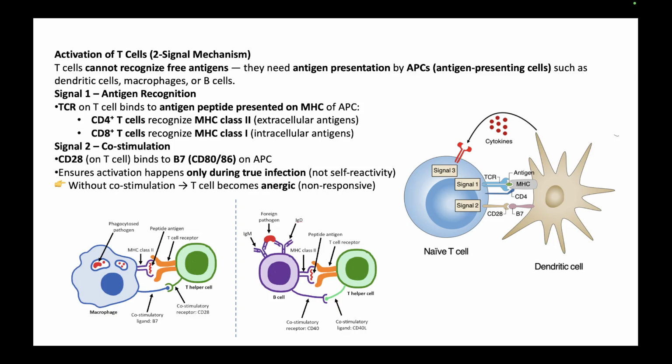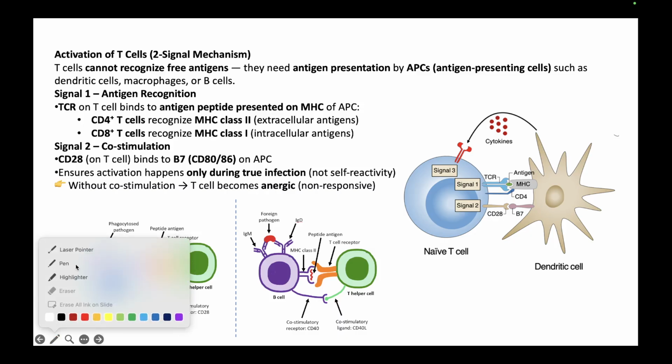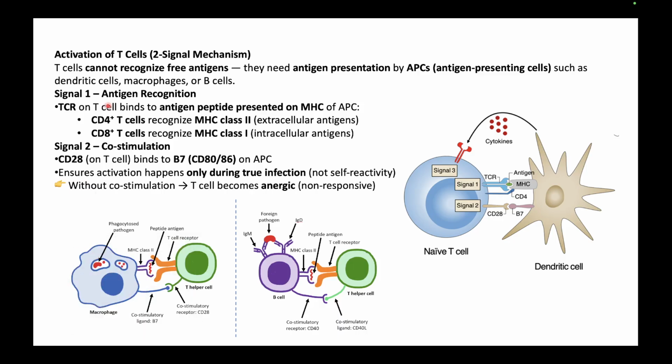Those cells are called antigen presenting cells. That includes dendritic cells, macrophages, and the B cells. All these three are antigen presenting cells. They present antigen to the T lymphocytes with the help of MHC molecules. So the first one is antigen recognition.